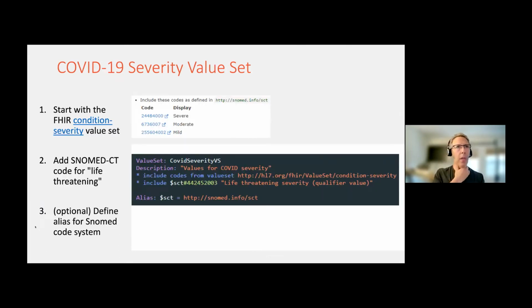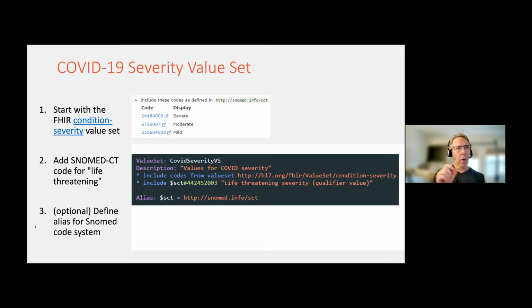Next slide, please. So let's go and define this value set, the severity value set. When you look at FHIR, it actually has a value set called condition severity, and it has severe, moderate, and mild. But let's suppose we want to add something called life-threatening, because if you're on a ventilator, that might be the way that that's reported as even more than severe.